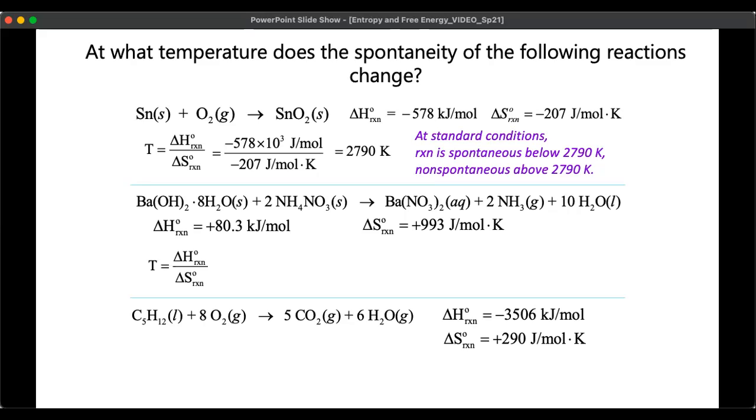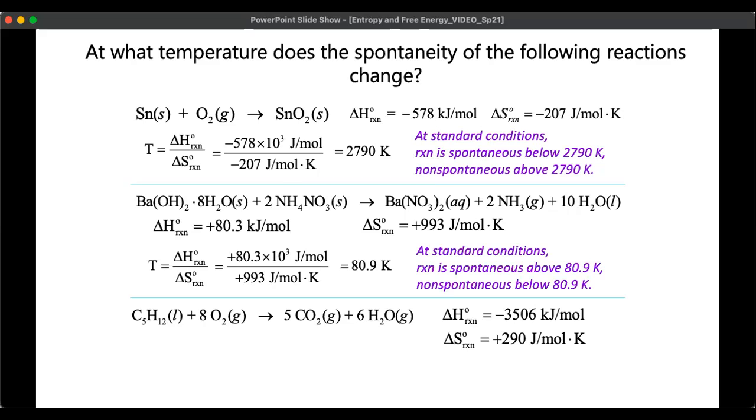In this next reaction with barium, we again have delta H over delta S. These are both positive numbers. So we know that at low temperatures, since delta H is positive, this is going to be non-spontaneous. And only at high temperatures will we then have a spontaneous reaction. So this changes its spontaneity at 80.9, but it's spontaneous above 80.9 and non-spontaneous below because of that sign of delta H. If you're not sure what I mean, go back and double check, set T equal to 0 and see how delta H helps to do that.